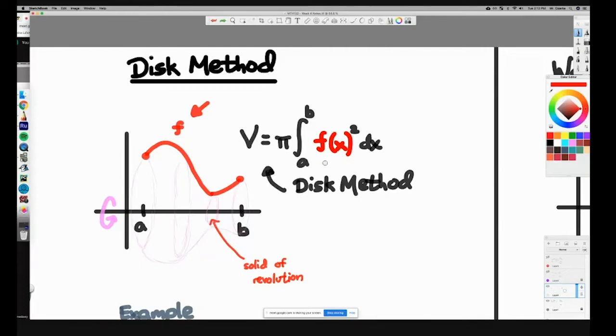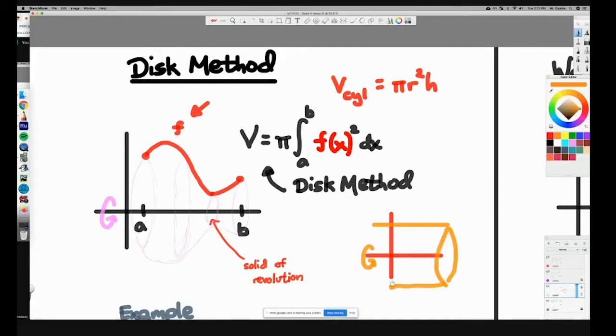Now, if you're wondering where this equation comes from, it's based on the volume of a cylinder. The volume of a cylinder is pi r squared h for its formula. Well, in this case, it's not really a cylinder, because a cylinder, if you graphed it out, would just be a horizontal line like this. And say you're rotating around here, it forms that cylinder-like shape.